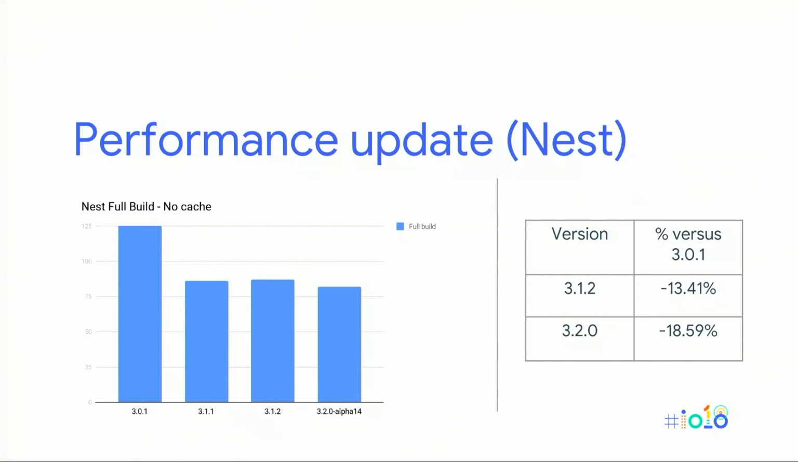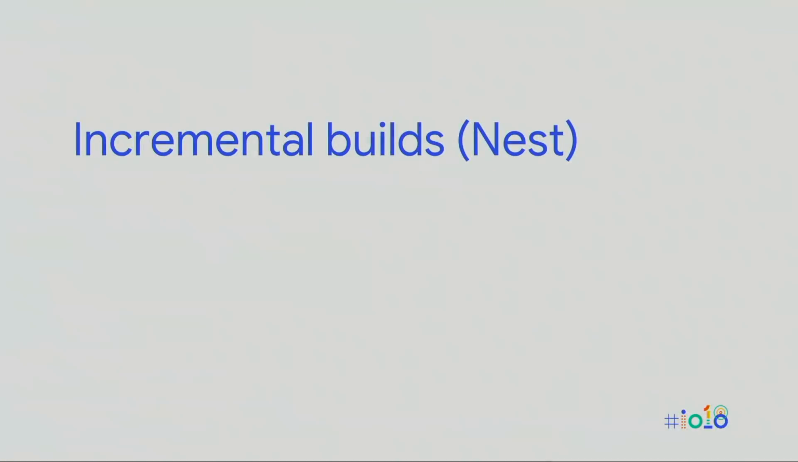And you can see that a Nest full build has improved about 13% from 3.0 to 3.1 and about 18%, obviously this is not final, with 3.2 versus the 3.0.1. That's if you keep the same set of features in your application. Obviously, you're not changing the application, just changing the plugin. If you start adding features like Java 8 or Kotlin, things may vary, obviously.